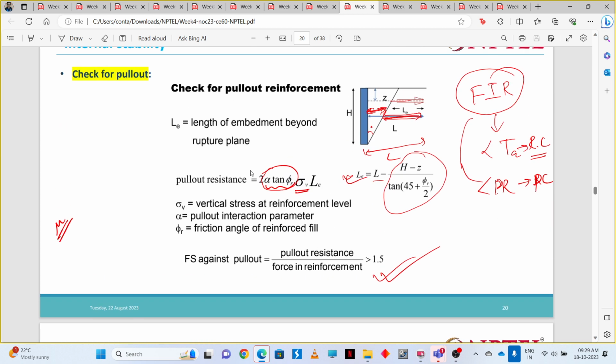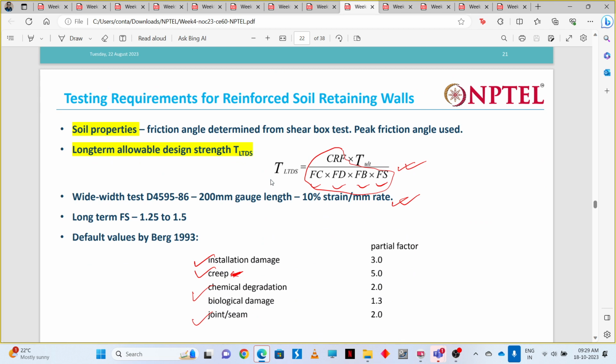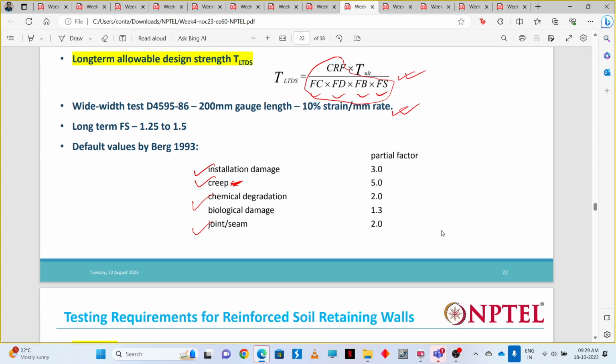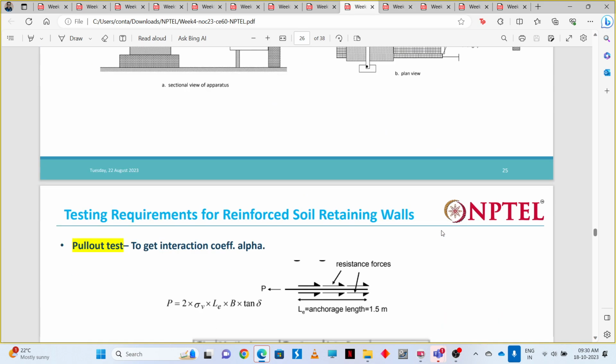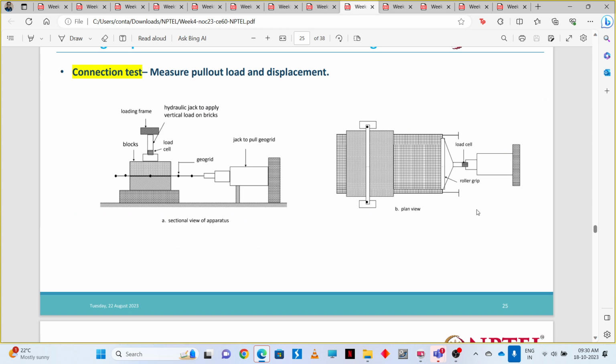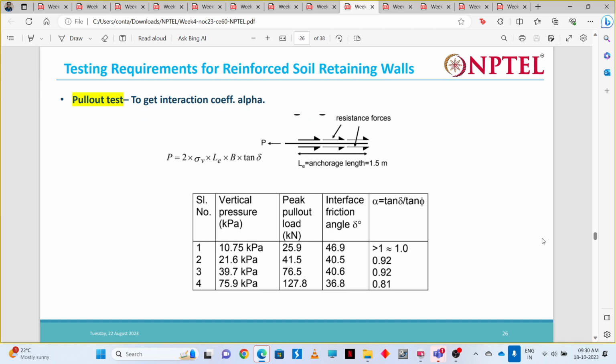So we designed these things, and when we solved some problems, we discussed these in detail. As I was saying, this long-term reliable design strength, LTDS, how to get it: the ultimate strength divided by or multiplied by different safety factors. And these are the various tests, connection test, strength test, all these things we saw. Pull out strength test.